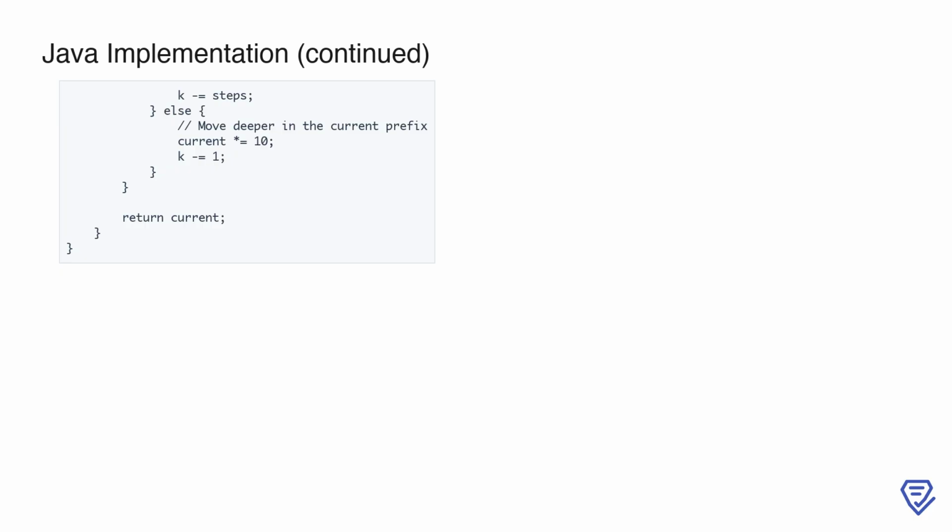In this case, we move one level deeper in the lexicographical tree by multiplying current by 10 and decrementing k by 1 to account for the current step. This process continues until k becomes 0, at which point current will hold the kth smallest number. Finally, we return current as the result. This approach ensures that we efficiently traverse the lexicographical order without generating all the numbers explicitly, keeping the solution optimal.